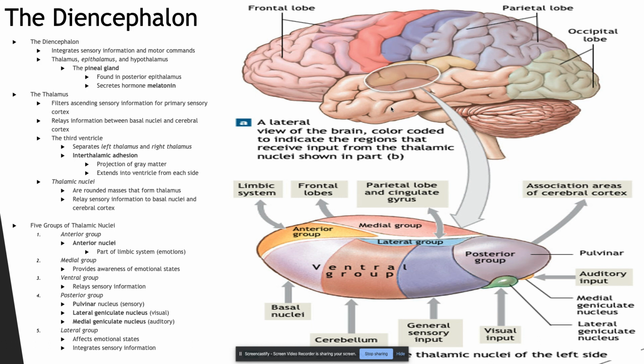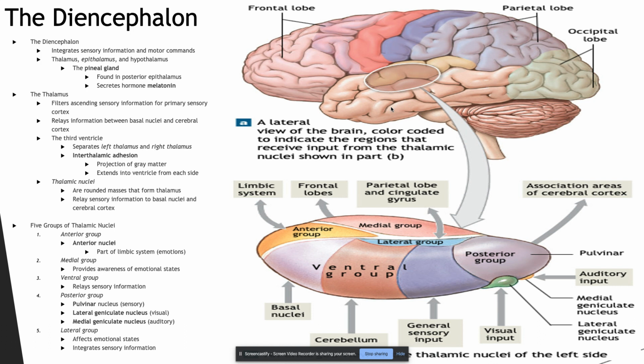The nuclei of the medial group provide awareness of emotional states by connecting emotional centers of the hypothalamus with the frontal lobes of the cerebral hemispheres. The medial group also receives and relays sensory information from other portions of the thalamus. The nuclei of the ventral group relay information from the basal nuclei of the cerebrum and the cerebellum to somatic motor areas of the cerebral cortex.